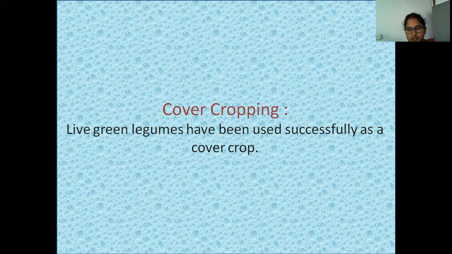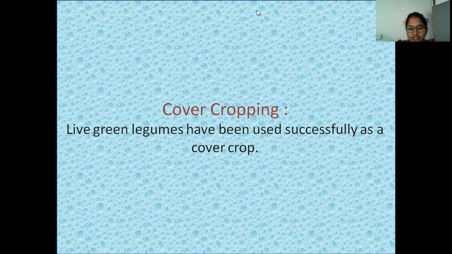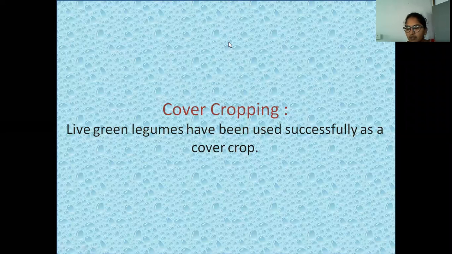What are the leguminous crops? They help to control the growth of weeds, improve the soil organic matter and nutrient status, prevent soil erosion, and do not compete with the crop for resources. So this is the definition of cover cropping.